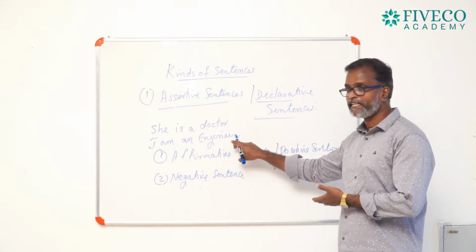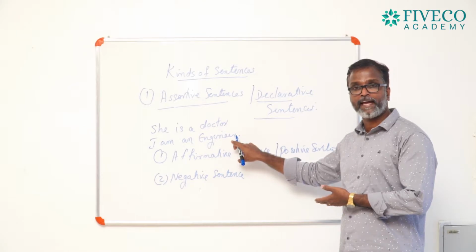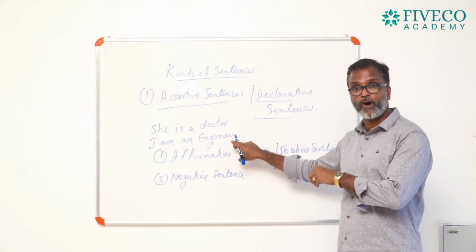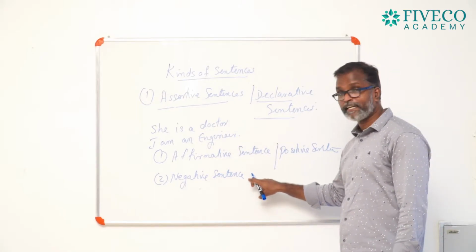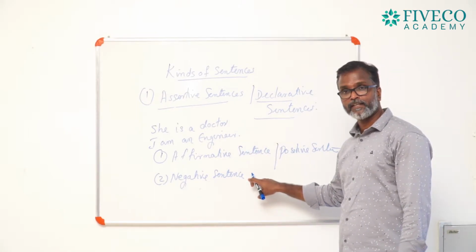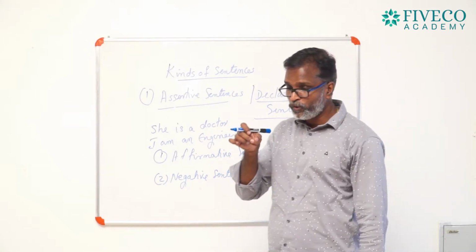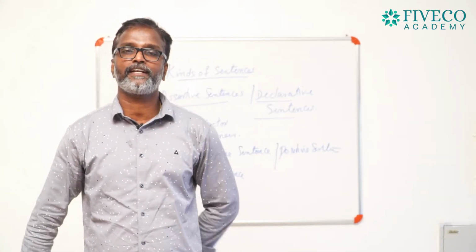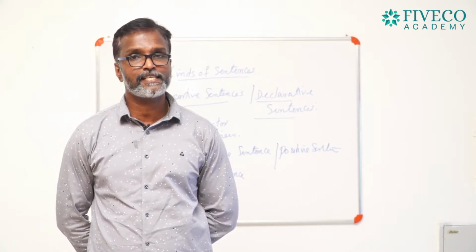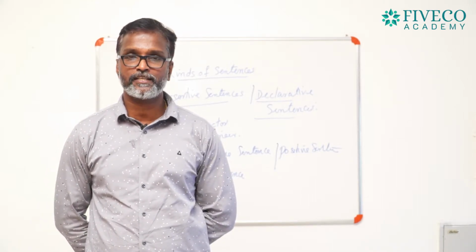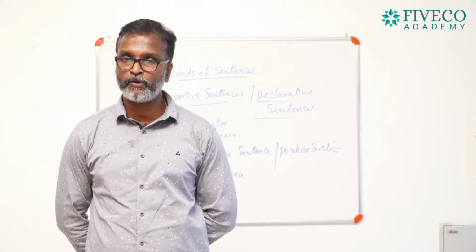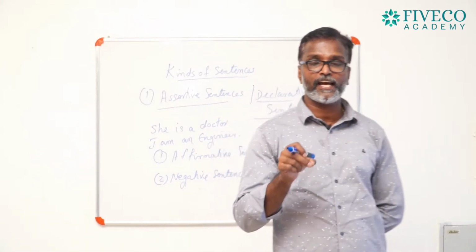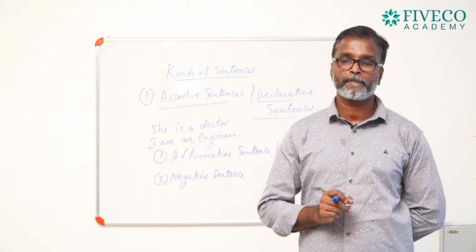And the second sentence is also positive. I am an engineer, because there is no word not in it. And negative, what is negative? Negative means if you use the word not in any sentence, that is called a negative sentence. So you can easily say she is not a doctor, she is not a teacher, I am not an engineer. So what I did, I used not along with the auxiliary verb.